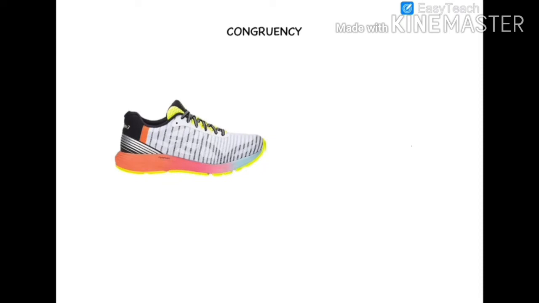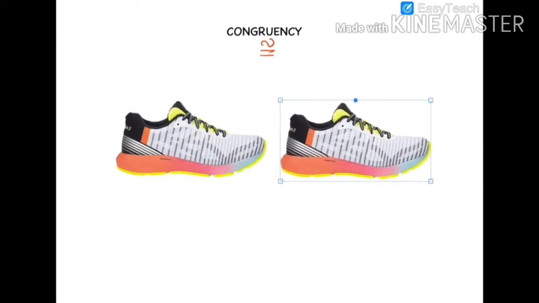You may like to think of it as an equal to sign with a sleeping S on it. But let's take a moment to conceptualize this term. So let's look at this running shoe. I can somehow duplicate this shoe and create an exact replica of it. So I can say that these two shoes are congruent.